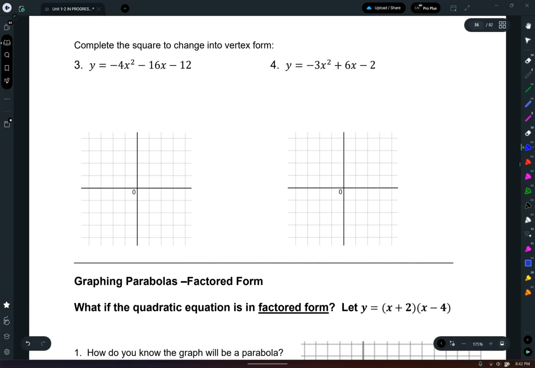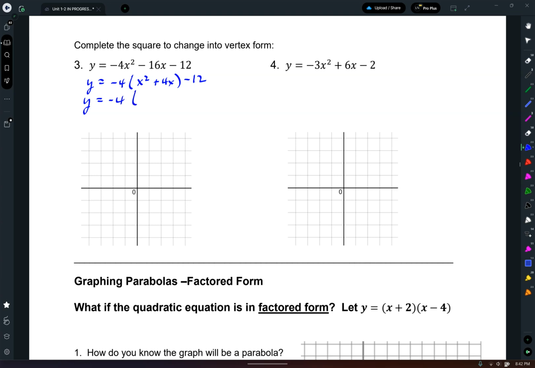Okay, so we follow the same pattern. Remember, you can't complete the square if you have a number in front of your x squared. So the first thing I need to do is factor out that negative 4. It's going to leave me with x squared plus 4x, and then leave the minus 12. Okay, now I'm ready to complete the square. So leave the negative 4. This is going to become an x plus 2 quantity squared.